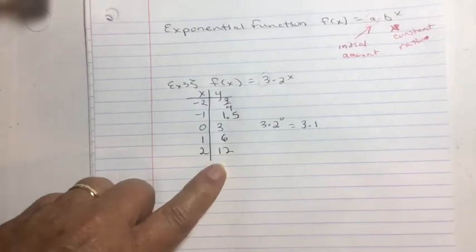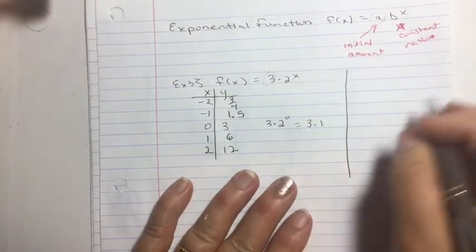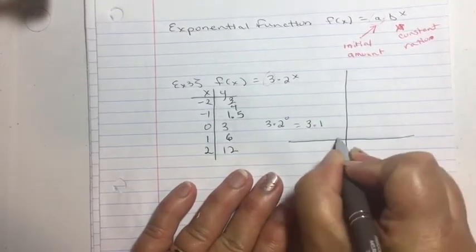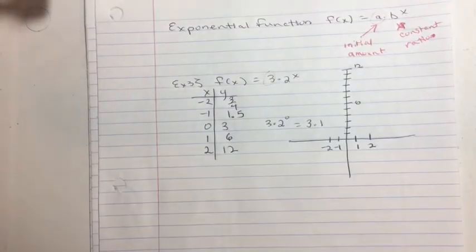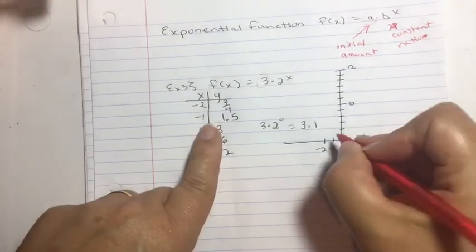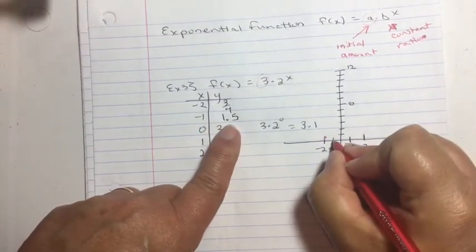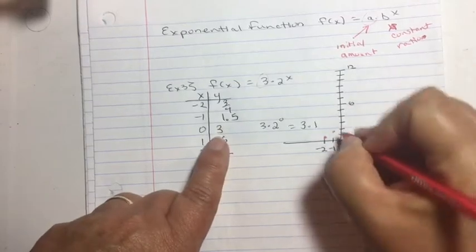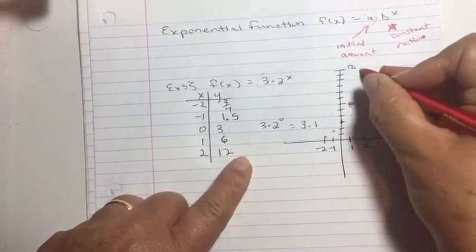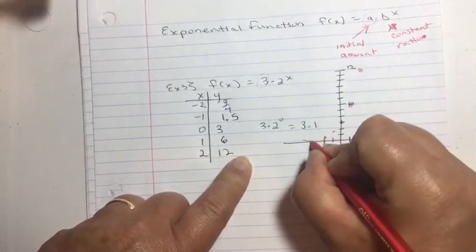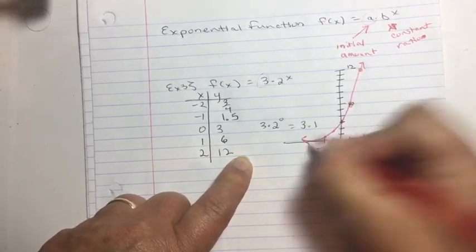All right, ready to make a quick graph. Did you pause it so you could graph it? All right, let me get mine finished. On the negative 2, I'm 3/4 of the way up. On the negative 1, I should be at the 1.5. On the 0, I should be at the 3, at the 1 to the 6, and 2 to the 12. There we go.